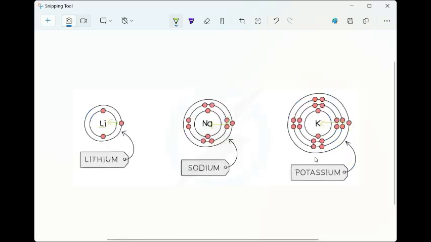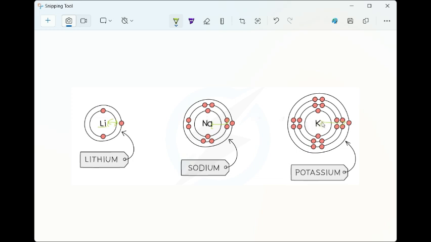You're going to need to be able to explain that trend as well. And this is potentially a 6-mark question. So again, we should know that anything in group 1 has 1 electron on the outer shell. When they react though, they need to be giving away that electron. This is similar to the ionic bonding topic, so your metal should be giving away the electron. If you look at lithium here, it's a very small atom compared to sodium and potassium. This means that the attraction between the nucleus and the outer electron is very strong because they're very close to each other.